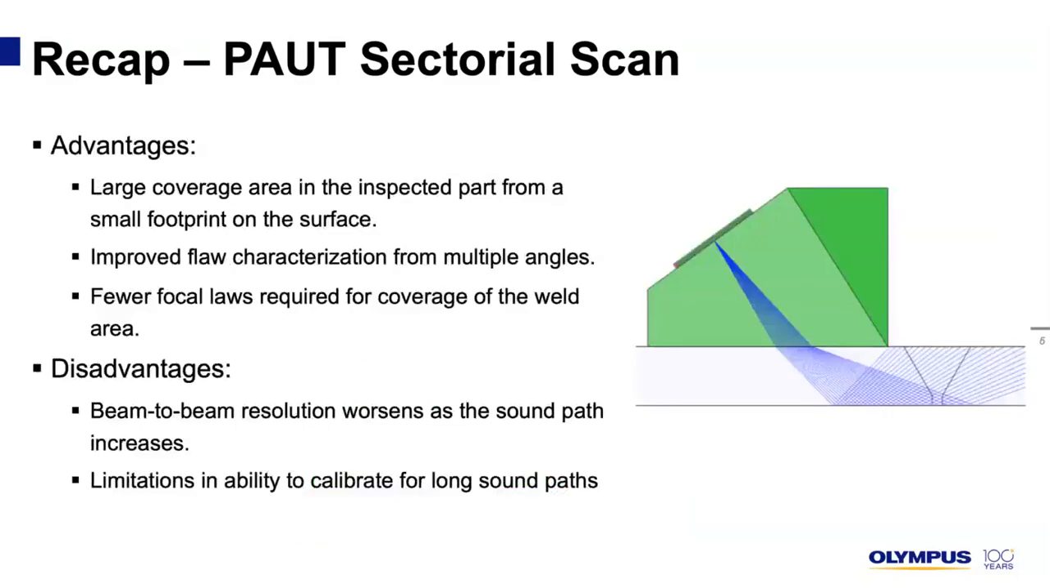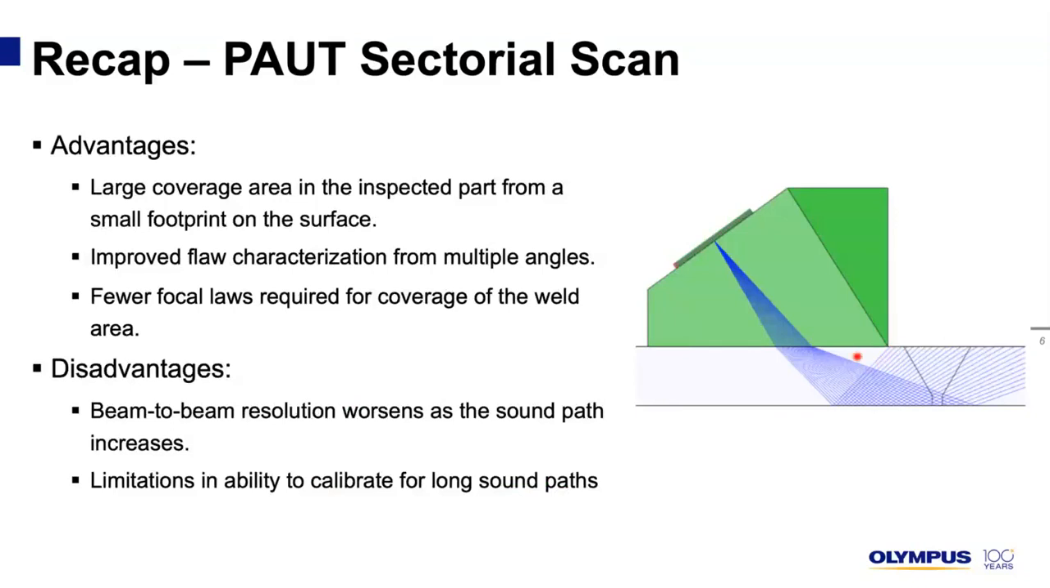An advantage of a sectorial scan is that you have a large covered area in the inspected part from a small footprint on the surface. The probe in this example is quite big, actually. Typically a smaller 16-element probe can cover a half-inch V-weld with no problem in a single index position.